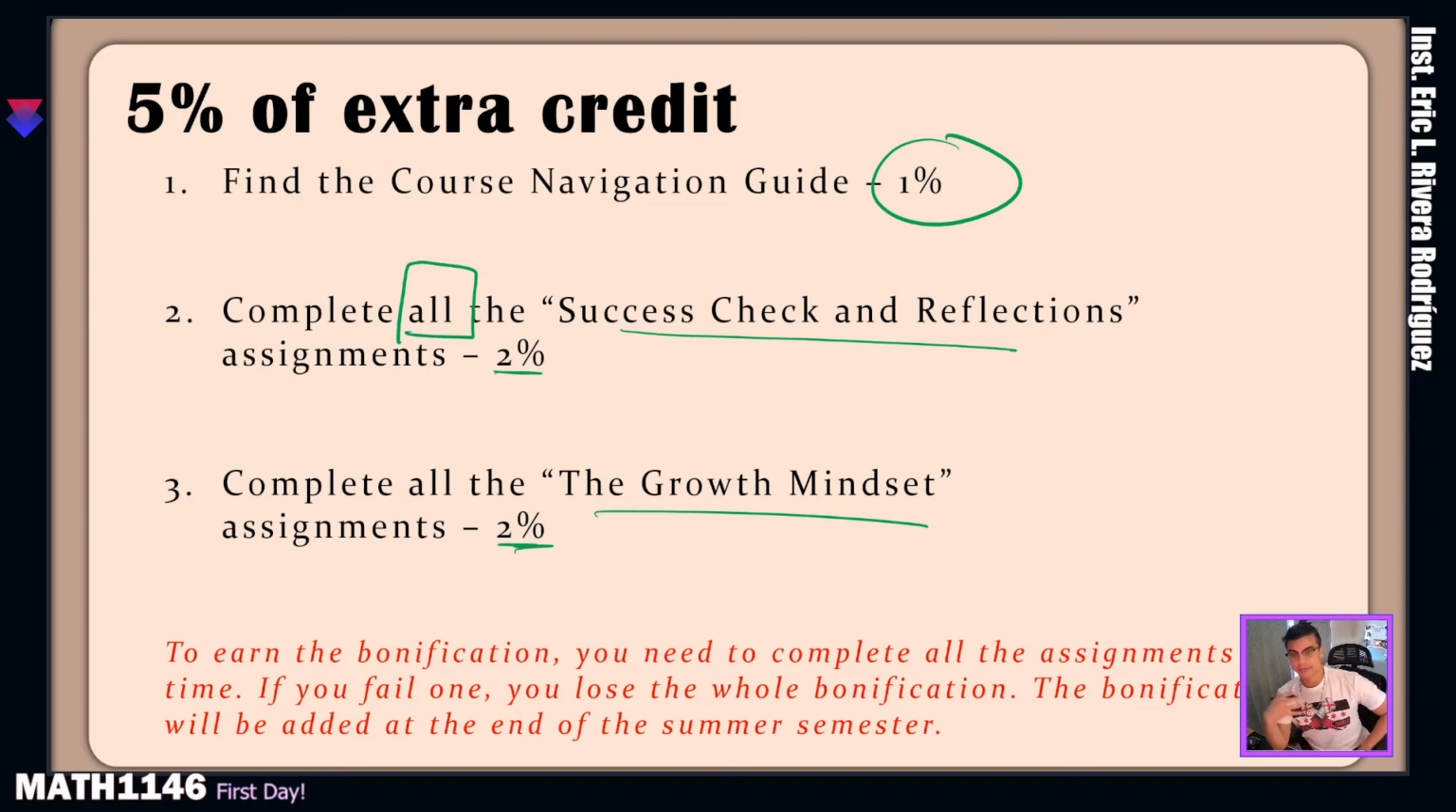Then for the final grade, I'm going to check whether this student has submitted all the success checks and reflections on time and has completed them. So that will be plus 2% on the overall grade. The extra credit, you are not going to see that on Blackboard until the end of the semester. Even then, you're not going to see it on Blackboard. What I'm going to do, if you have earned extra credit, is add it directly to the final grade when I submit them.